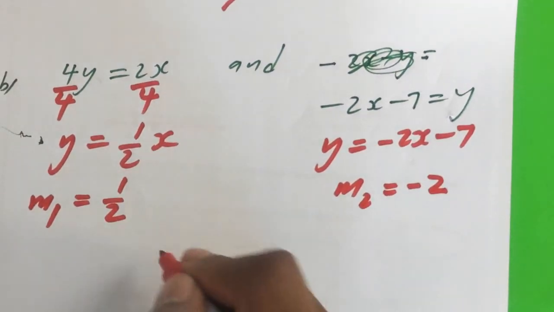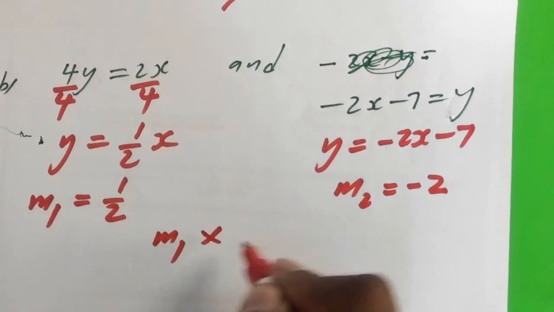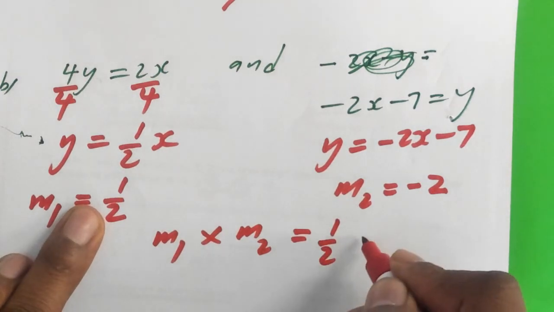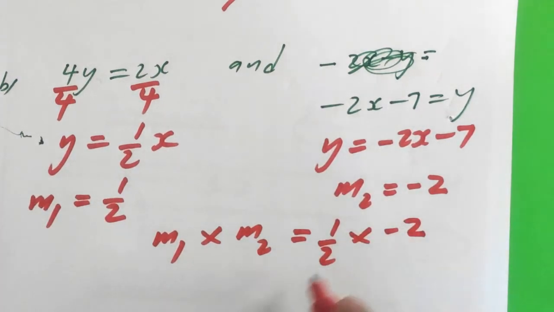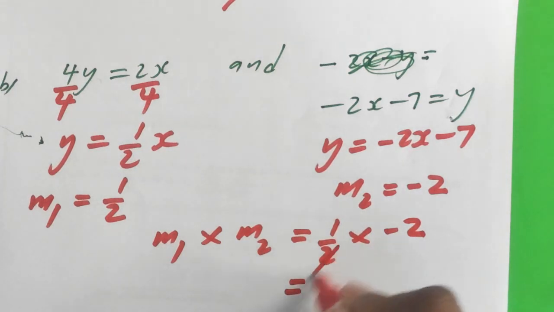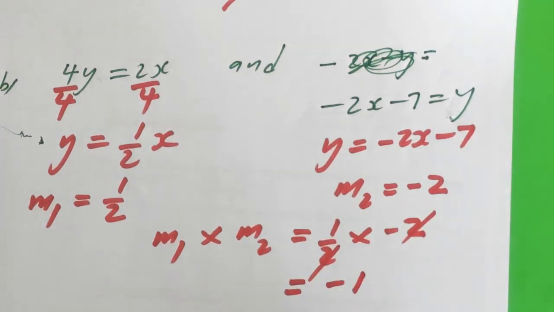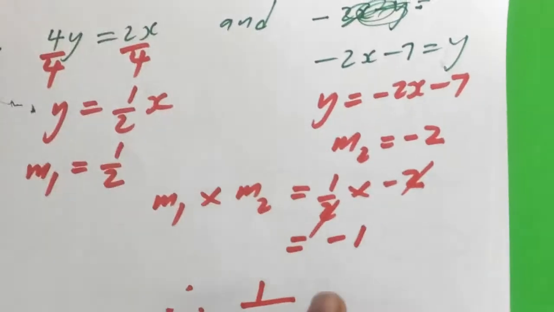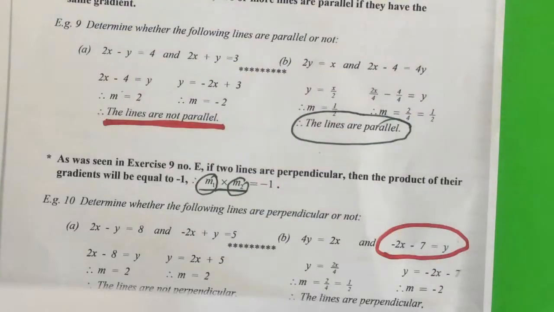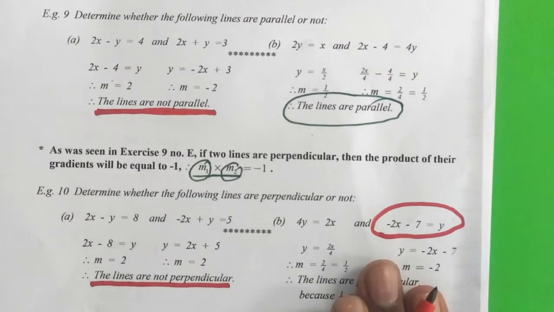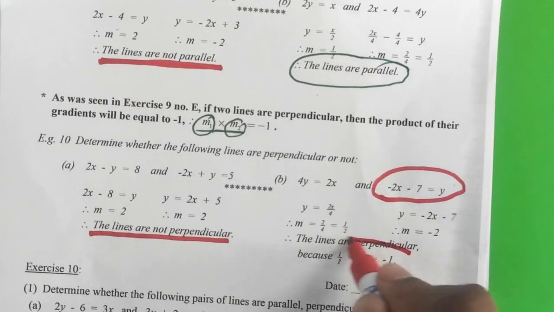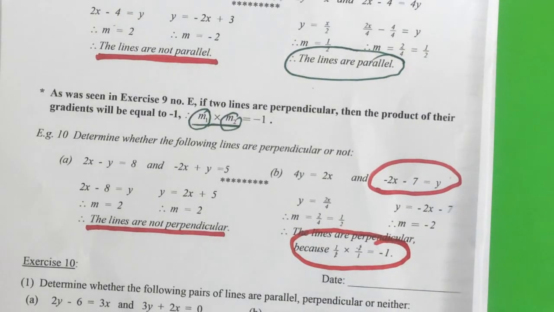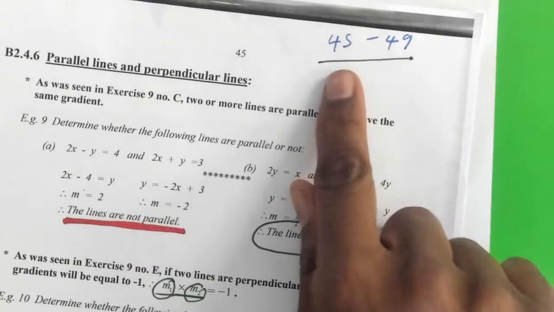Then you go ahead, guys, and say m1 times m2. You check what is m1. m1 is half, times m2, which is negative 2. If I multiply the two, yes, that cancels, and I get negative 1. Therefore, the two lines are perpendicular. If I multiply the two gradients, I get negative 1. That's beautiful. Hope you understand, and you try this and work hard until page 49.